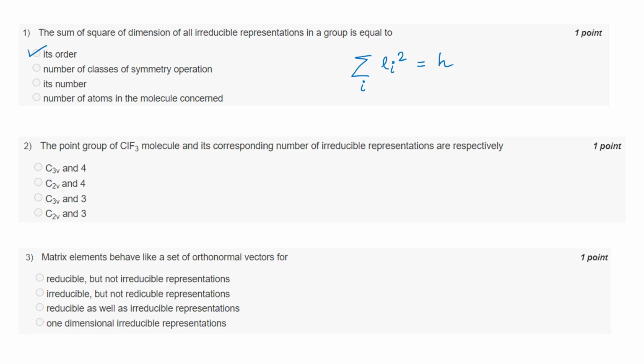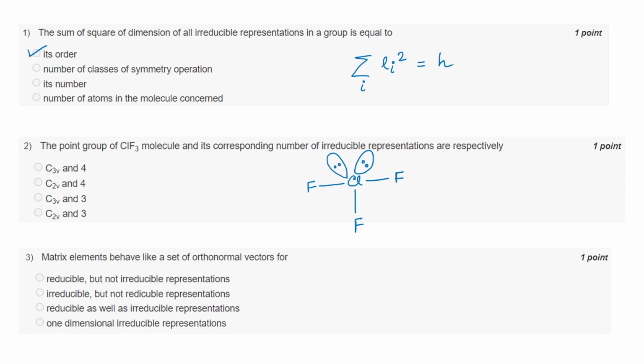Now the next question: the point group of the ClF2 molecule and its corresponding number of irreducible representations are, respectively, what? So how will the ClF2 molecule look? Chlorine, fluorine, like this. So this is actually a pyramidal, trigonal pyramidal structure where there are two lone pairs that we also need to take care of.